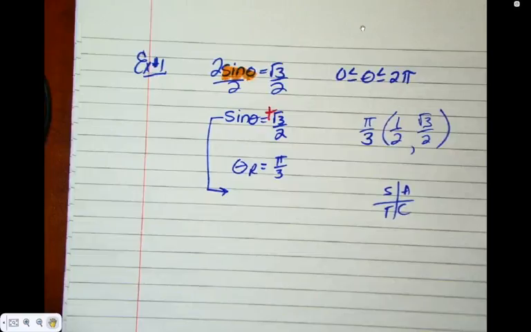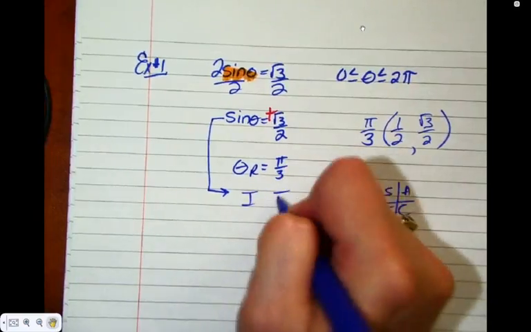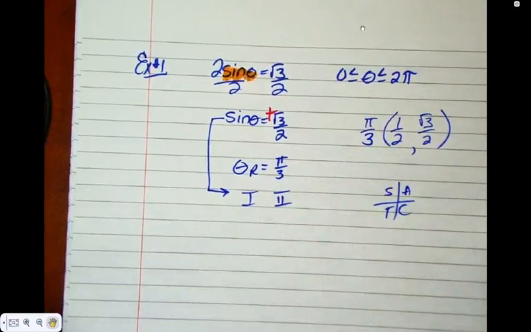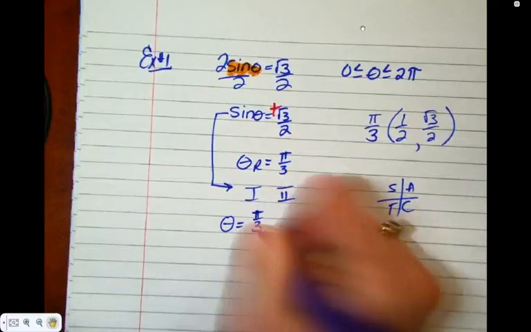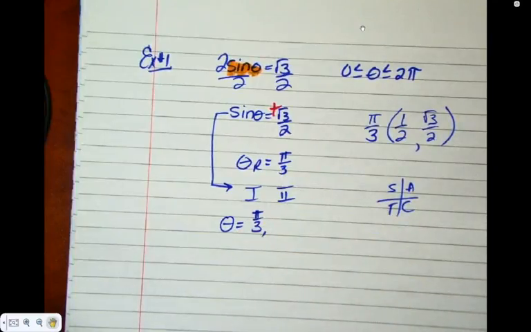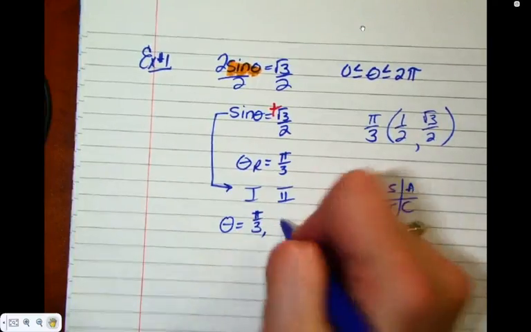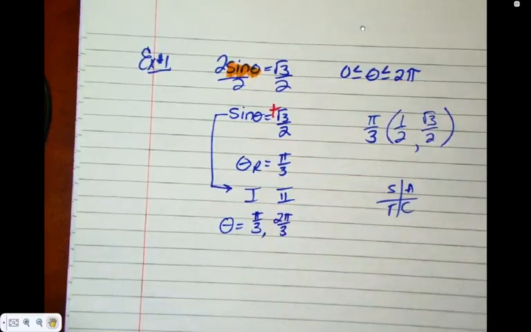What quadrants is sine positive? We said quadrant 1 and quadrant 2. And so now we state the final answers. What is the pi on 3 family in quadrant 1? It's itself, pi on 3. What's the pi on 3 family in quadrant 2? 2 pi on 3. This is why we memorized all the radians and all the quadrants. It's for this step right here.